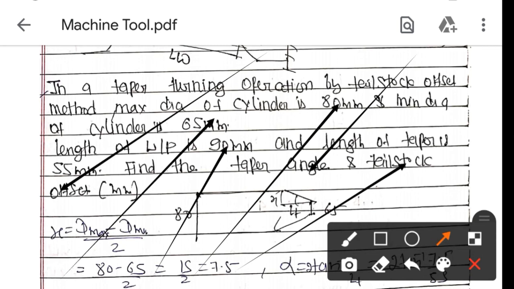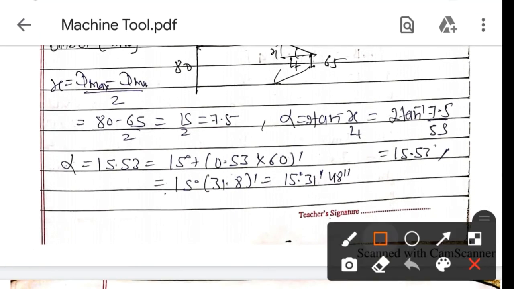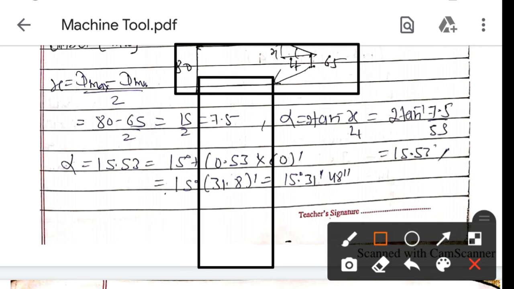One is the taper angle, which is alpha, and the second is the tailstock offset, which is y. Okay, so this is the diagram. Maximum diameter 80, minimum is 65. So we can find what x is.